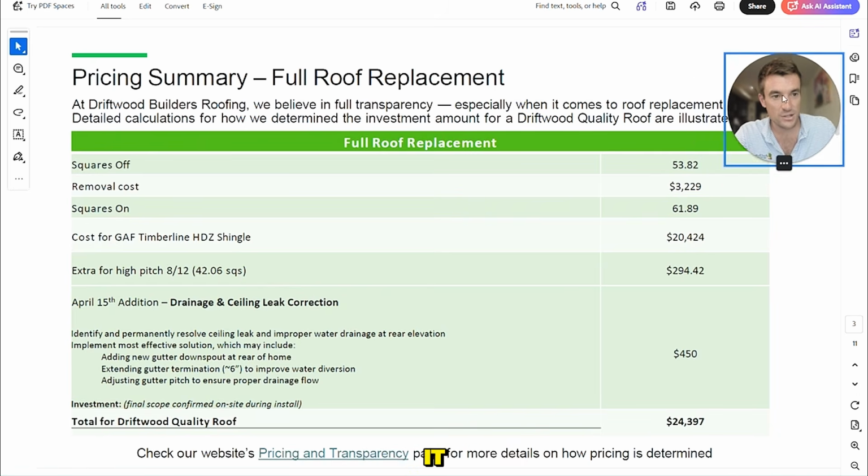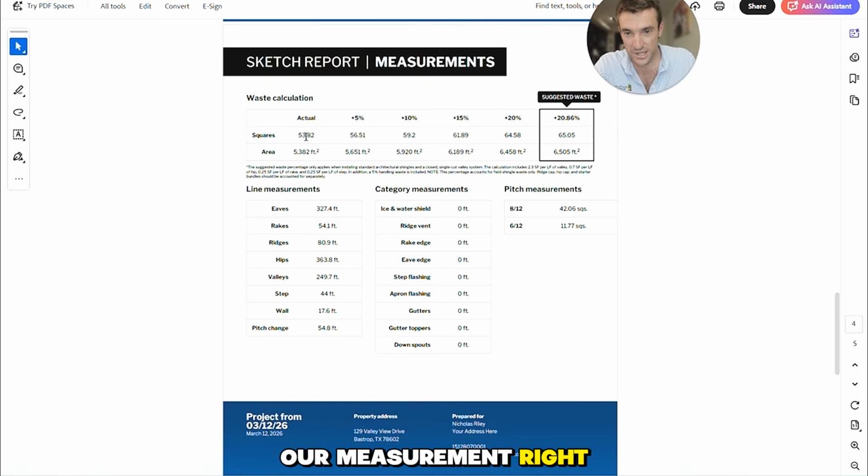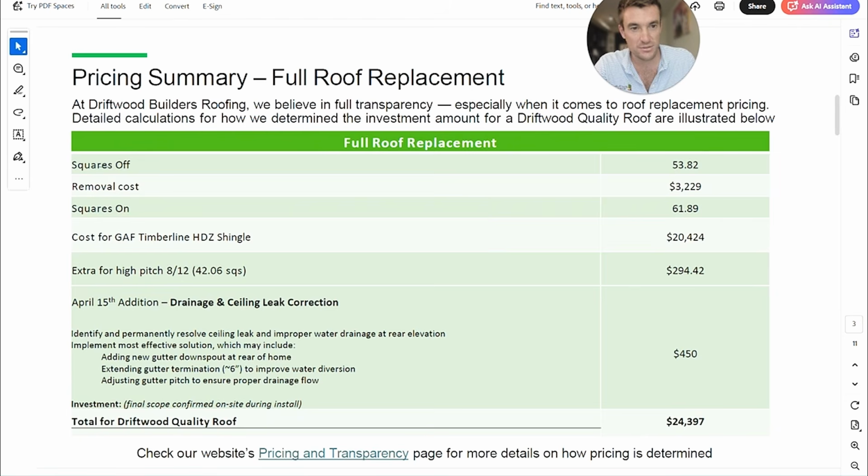Let's dive into it. So this is how I got to the total price right here, $24,397. Well, how did I do that? Well, first, I looked at the total cost to remove the squares. Going back to our measurement right here, this number 53.82, that was the total existing roof. So that's how many squares we need to remove, 53.82. And that comes to a total of $3,229 to remove the old roof.